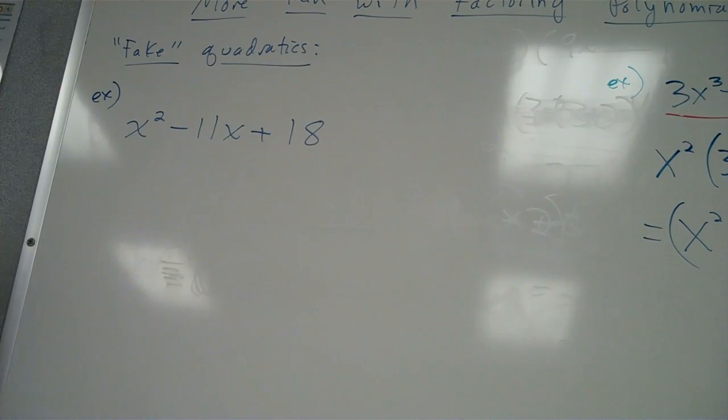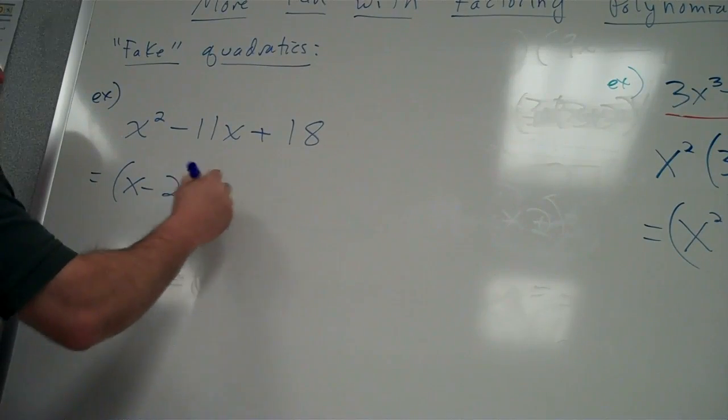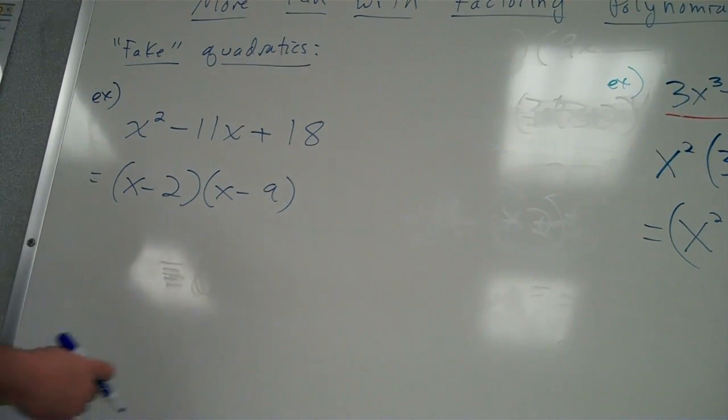So 6 and 3? Oh, no. What multiplies to 18 and adds to negative 11? Positive or negative? Negative. Okay, so this would factor to x minus 2, x minus 9, and you would call it a day, right? Yeah, that would be fully factored. Here's a fake quadratic.